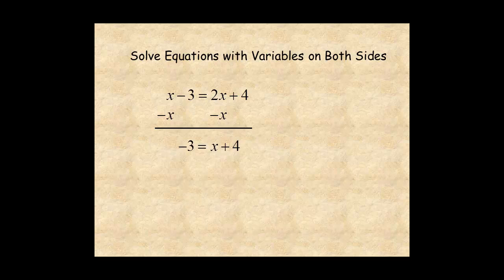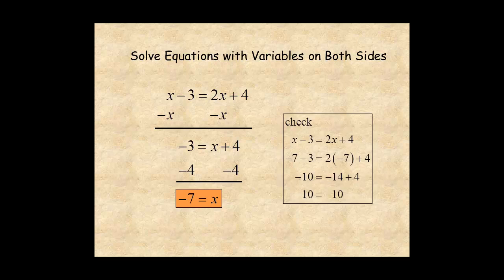Since 4 is added, use the inverse operation and subtract 4 from both sides. On the right, 4 minus 4 equals 0. On the left, negative 3 minus 4 equals negative 7. And the solution is x equals negative 7. Be sure to check the solution.